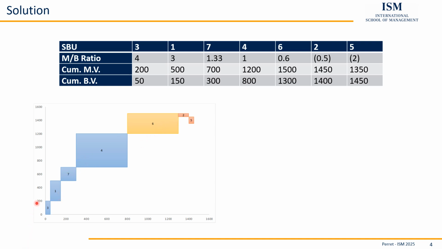The height of these boxes can be determined with the cumulative market values. So I start at 0, and for 3 I go up to 200. For 1 I start at 200, go up to 500. Then for 7 from 500, the one before, to 700. For the 4 I go from 700 to 1200. From 1200 to 1500. Now I'm at those where it decreases.